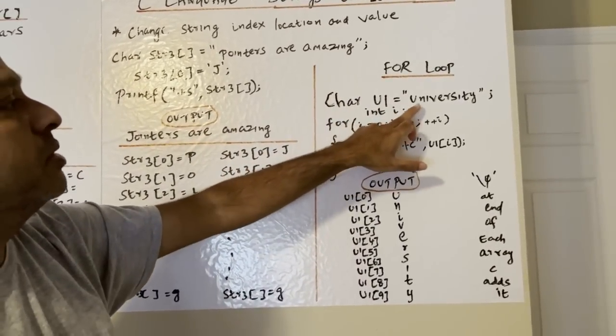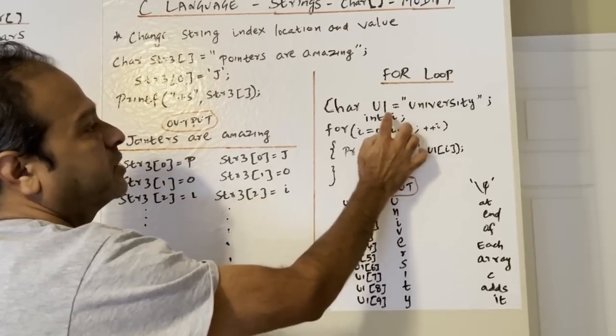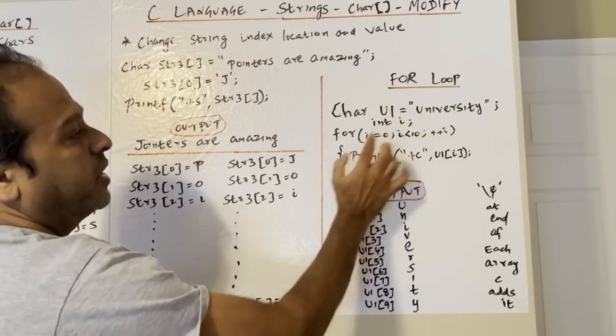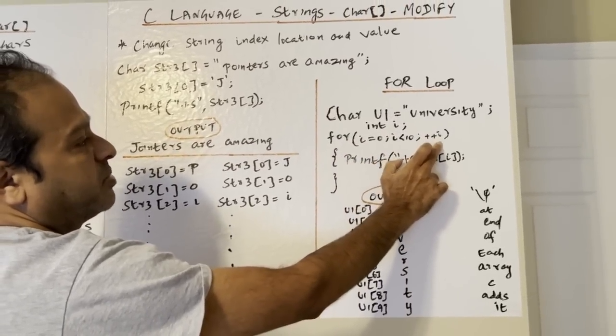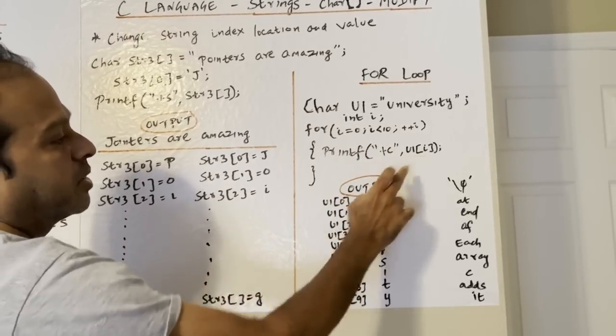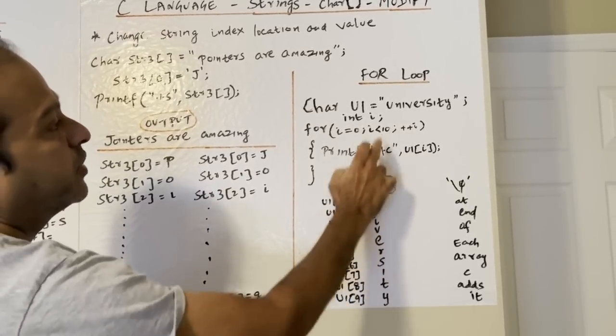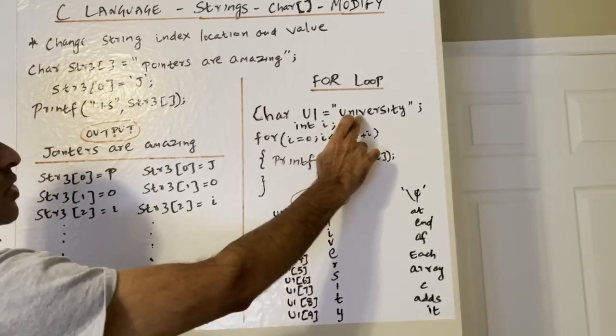Here I'll explain how the for loop is used. char u1 equals "university". Actually, there should be square braces here, I missed that one out. Okay, int i. So for i equal to 0, i less than 10, i plus plus. It's going to increment the value of i by one. So it prints each element. The output will be u1 of 0 is u, n, i, v. So this is the 0 position, 1 position, 2.